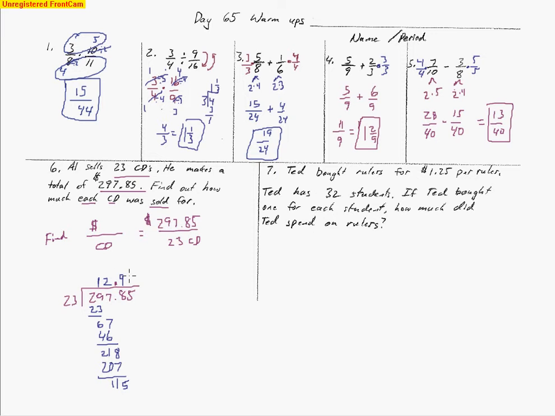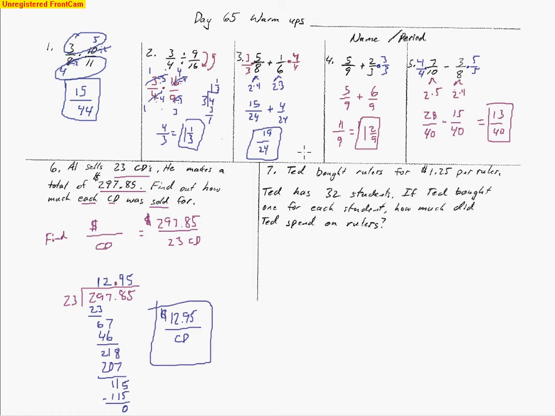115 5 times. Now, the way I figured that out, cover up the 3 here, cover up the 5. 2 goes into 11 5 times. So probably going to be a 5. And it does end up working out. It makes 115. And we end up with our answer. So the answer is $12.95 per CD. And that's the unit rate. That's how much each sold for, if they all sold for the same, which we're assuming in that problem.